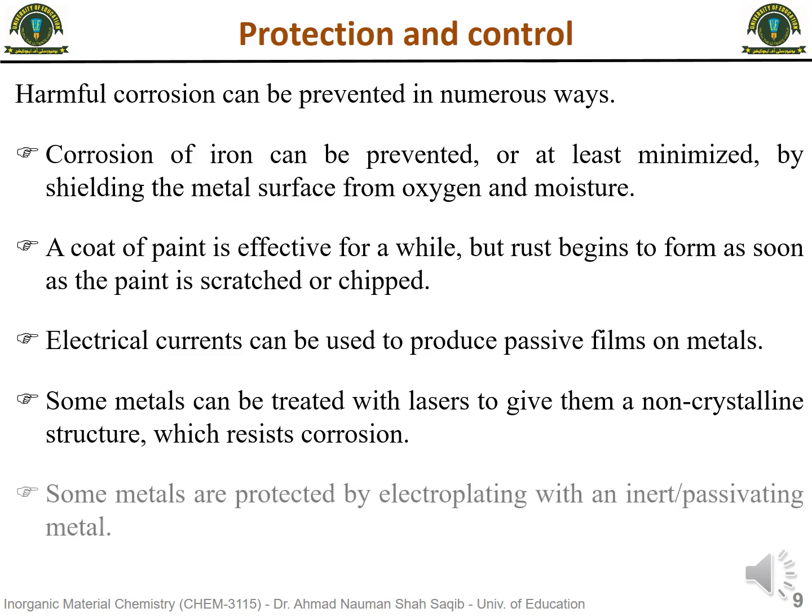And another method is that we electroplate the metal with another metal which is inert. For example, we can electroplate a surface with gold or platinum, which are very inert. So the metals which are inert, which do not react and do not corrode, for example gold or platinum, are used for electroplating, so a coating is applied on the metal's surface so that it is resistant to corrosion.